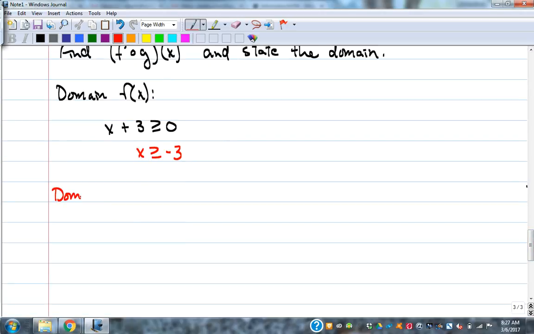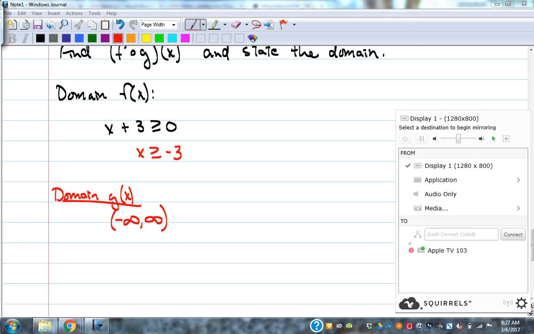Any restrictions on the domain of g of x? It's negative infinity to positive infinity. Why does it do this during first block and not the rest of the day? I don't understand it.